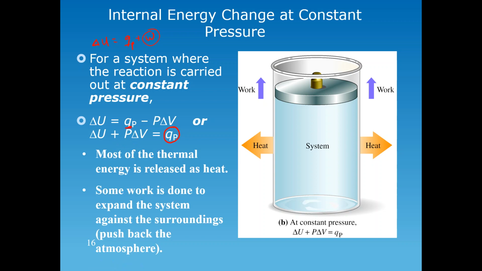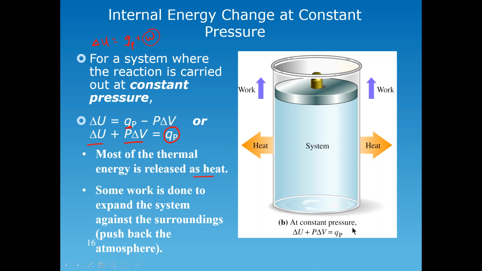So what this tells you is that most of the thermal energy is released as heat, but there'll be some work that is done to expand the system against the surroundings. And again, we're assuming we're talking about an exothermic process, right? So basically, that is the result of the internal energy change at a constant pressure. Basically, what it comes down to is this equation. QP is equal to the change in internal energy plus the pressure volume work that is done on the system, all right?